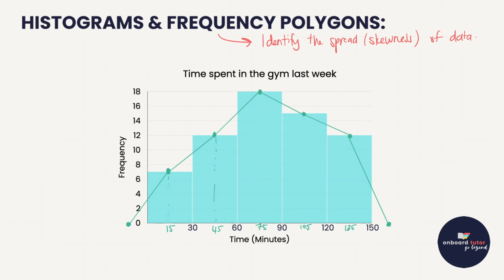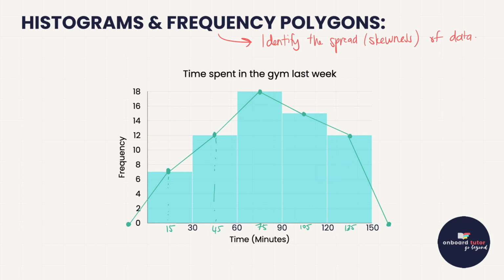And now I can look at the shape of this and say, well, it seems to reach its maximum here in the middle, and then it tapers off relatively evenly on both sides. So this data, if I had to really push, I would say is possibly slightly skewed to the left, but it is very close to symmetrical.